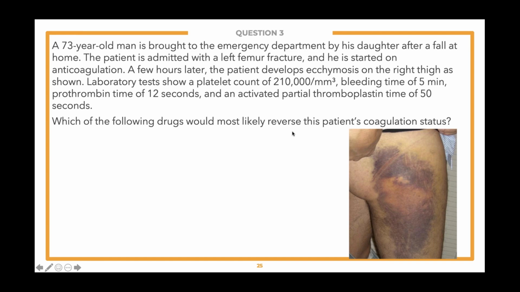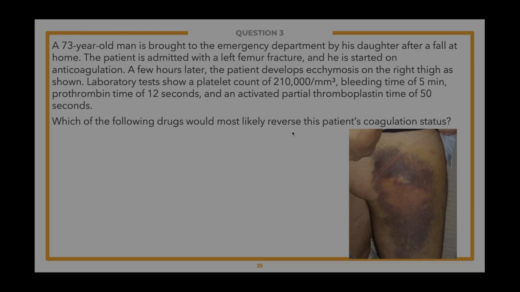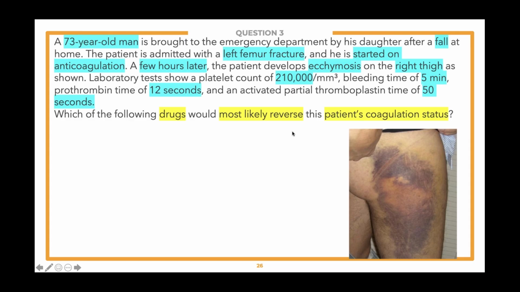So once again, we're going to show you what we think are the most important clues here. 73-year-old man fell down, got a left femur fracture, and started on anticoagulation. A few hours later, got ecchymosis on the right thigh. Platelet count 210,000. Bleeding time of 5 minutes. Prothrombin time of 12 seconds. An activated partial thromboplastin time of 50 seconds.